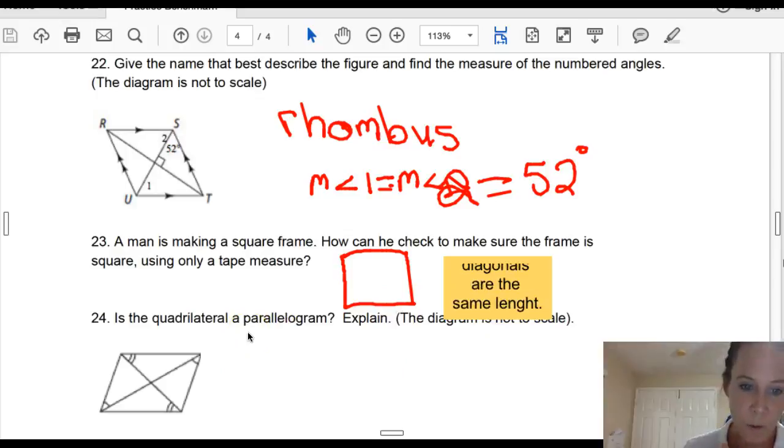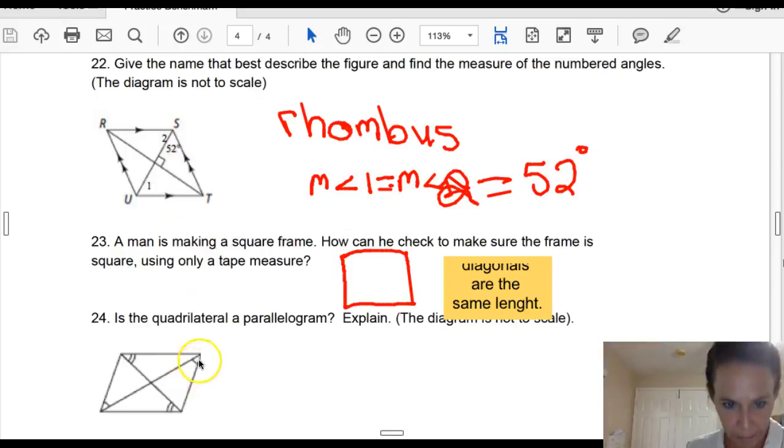All right, let's look at 24. Is the quadrilateral a parallelogram? Explain. The diagram's not to scale. How do I know if it's a parallelogram? Well, going back to those properties of parallelograms that we talked about, I want you to explain to me how you know it's a parallelogram. One of the ways we can know a quadrilateral is a parallelogram is if both sets of opposite sides are parallel.